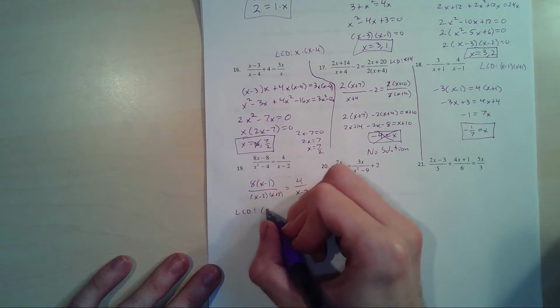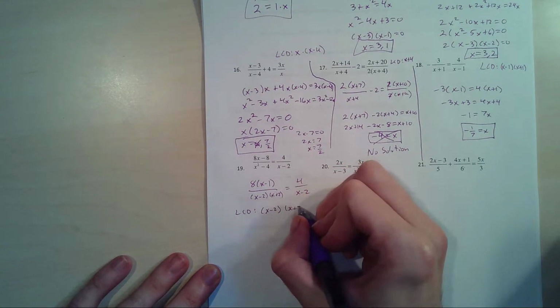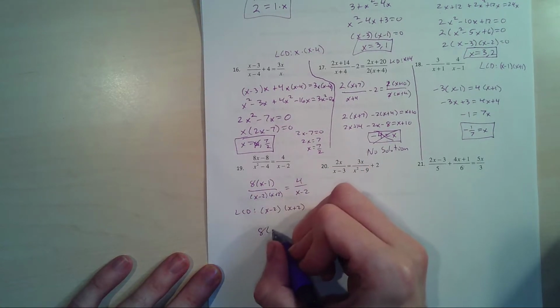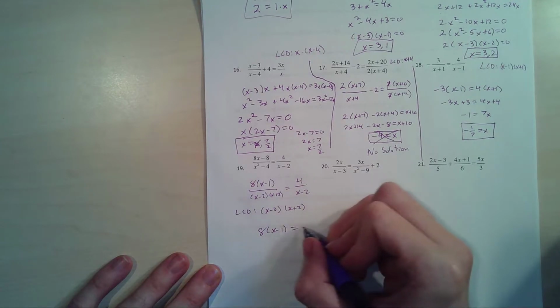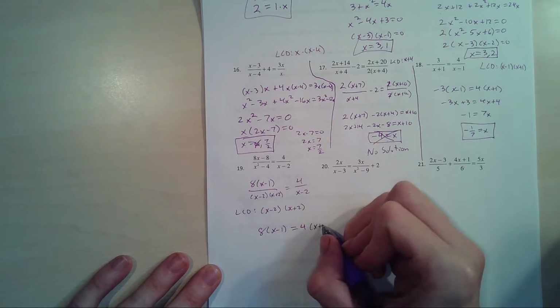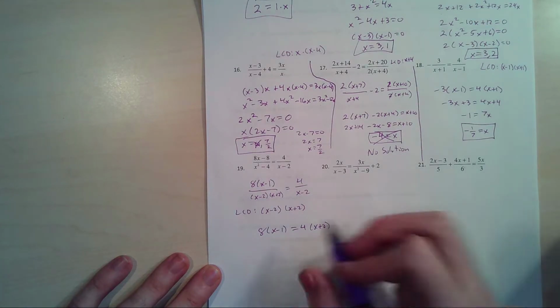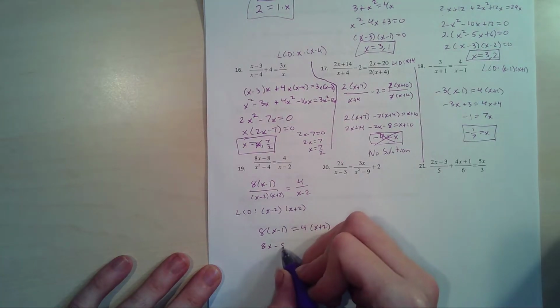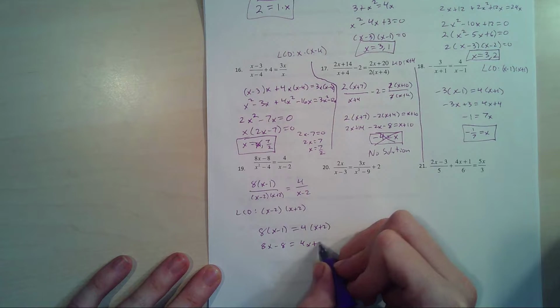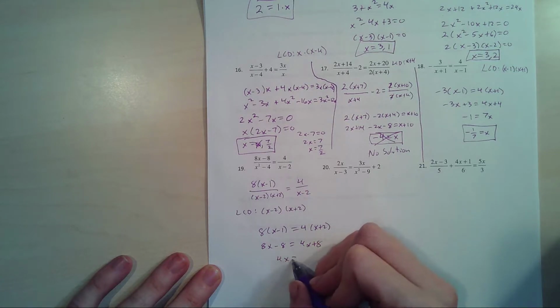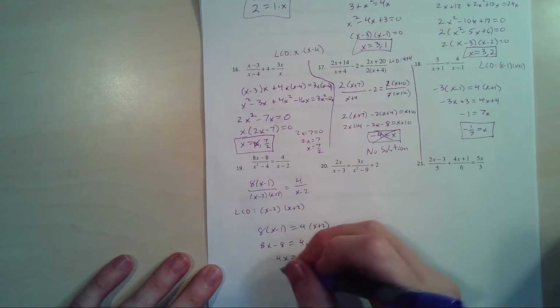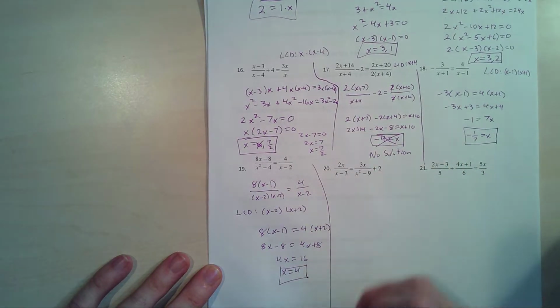LCD is going to be x minus 2 times x plus 2. This guy's missing nothing. So actually that factoring didn't help us, but sometimes it does. Finishing it off, 8x minus 8 equals 4x plus 8. 4x equals 16, and therefore x equals 4. Is x allowed to be 4? It sure is. We're good to go.